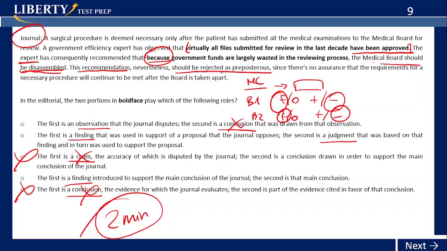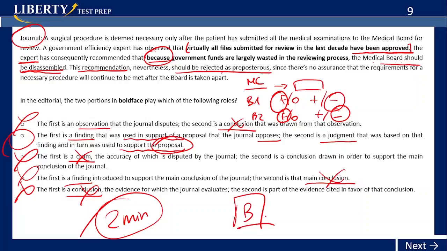Now, letter D, the second is the main conclusion, and it's not a conclusion, so letter B is the answer. Very quickly, okay? The first finding was in support of the proposal that the journal opposes. Yes, the first one is a finding that is being used by the recommendation given by the medical board. The second is a judgment that was based on that proposal and was used to support, it's another thing they used to support the proposal, you see? So letter B here.